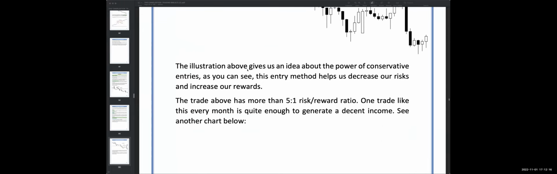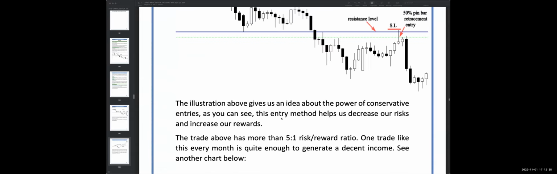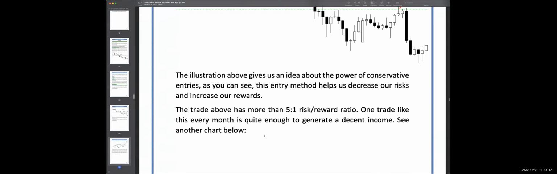So the illustration above gives us an idea about the power of conservative entries. As you can see, this entry method helps us decrease our risks and increase our rewards. The trade above is more than a 5-to-1 risk to reward ratio. One trade like this every month is quite enough to generate a decent income. See another chart below. While we're here, let me explain what they mean.